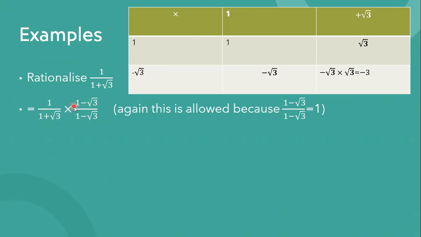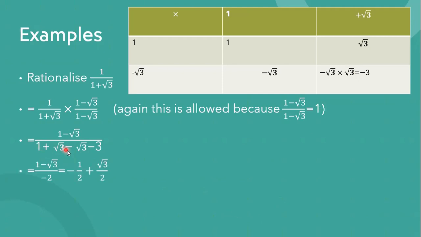because we're timesing two things with both numbers and surds. So 1 times 1 is 1. 1 times root 3 is root 3. Minus root 3 times 1 is minus root 3. Minus root 3 times positive root 3 is minus 3. So we end up with something like this: 1 minus root 3 divided by 1 plus root 3 minus root 3 minus 3.